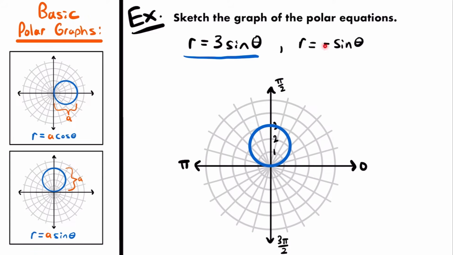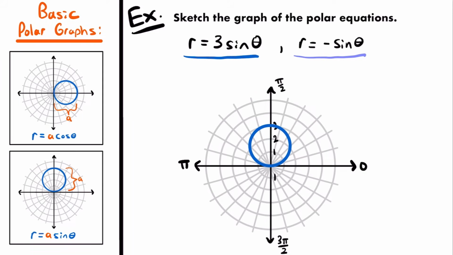Now let's look at our second equation, where we have r equals negative sine theta. In this case, our value of a is negative 1, right? So if we're going to graph this equation, note that it's not going to be above the polar axis, it's going to be below the polar axis because that value of a is negative. Now it is negative 1, which means that the diameter of our circle is just going to be 1. So it's going to be a very small circle. So we're just going to be going out to this first circle that represents a radius of 1. That right there is the diameter of our circle.